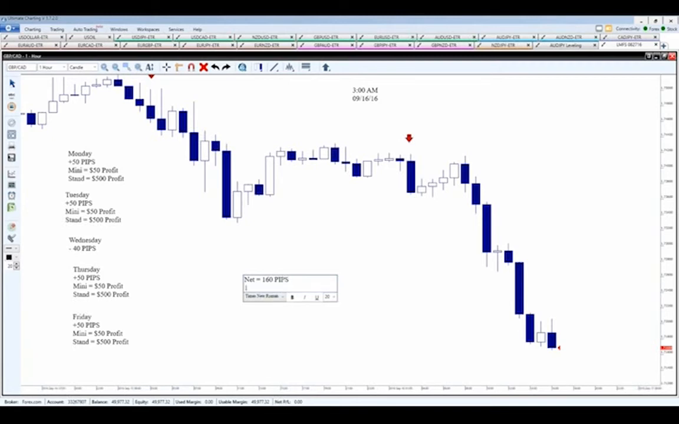So 160 pips with a mini lot, that would have been $160 for the week. Not necessarily life-changing for some of you, but 160 pips with a standard lot. Oh, that was with a mini. Sorry about that. And with our standard lot, that would have been about $1,600 off of the British pound Canadian dollar, just like that here.